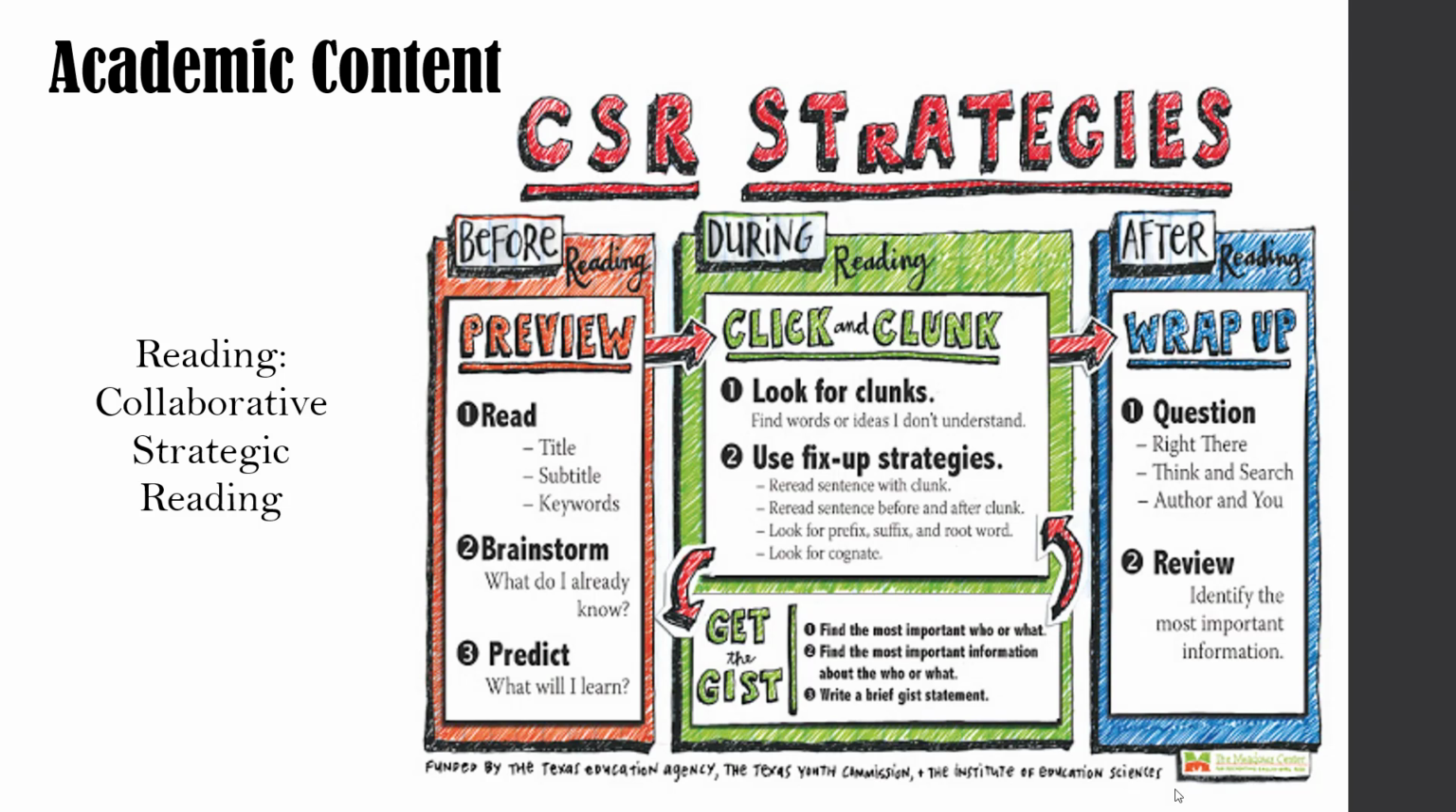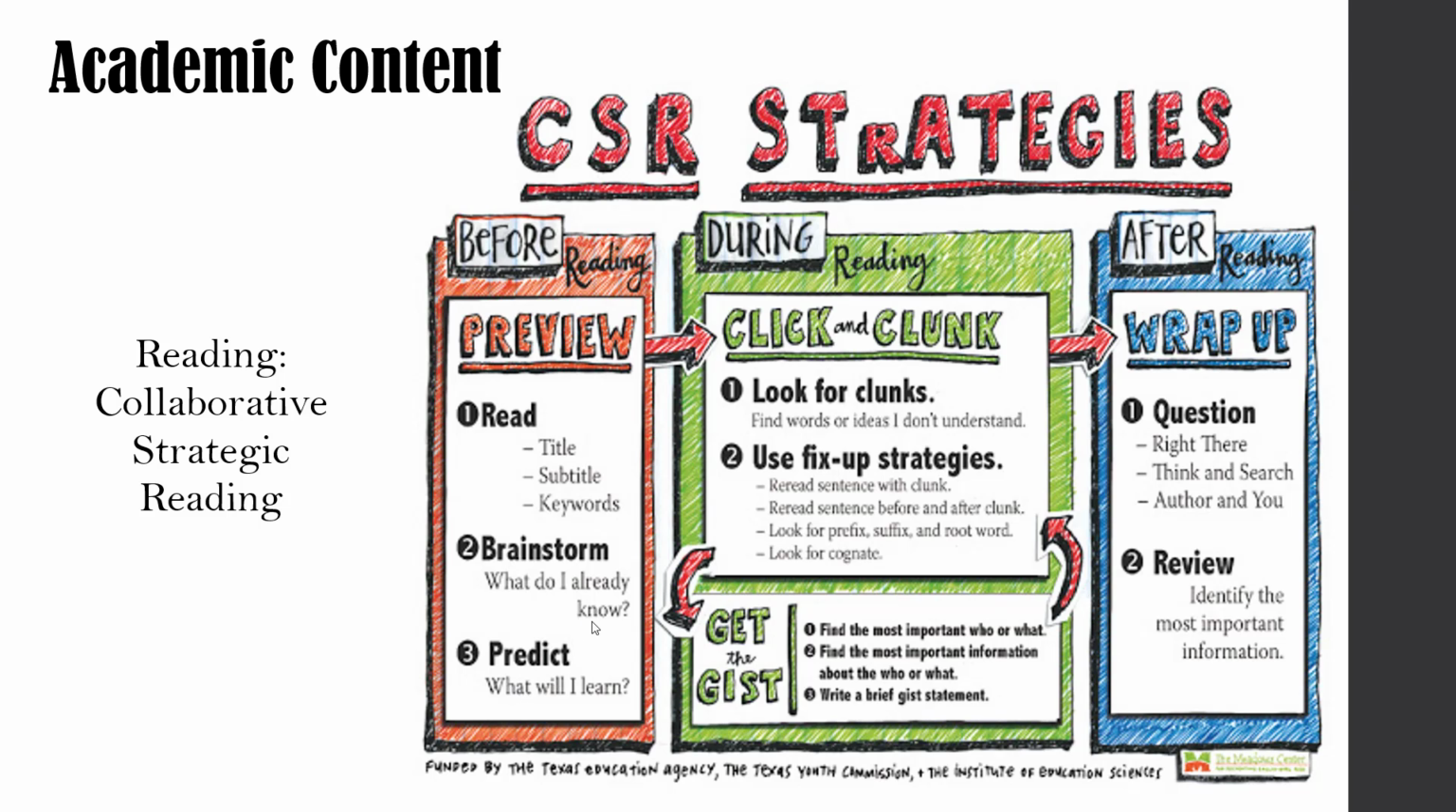Okay, so now let's talk about some strategies to teach just your basic academic content. And for reading especially, one of the main basic intervention strategies is collaborative strategic reading. So this allows students to comprehend what they're reading, essentially. So here is kind of a visualization of your CSR strategy. So before the reading, you're going to do a little preview. So you're going to read the title, the subwords, the keywords. You're going to brainstorm what you already know and predict what you will learn.